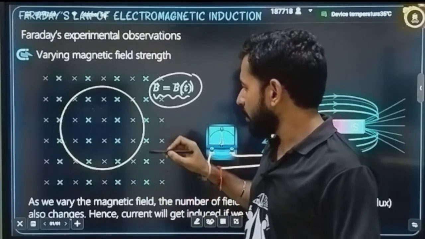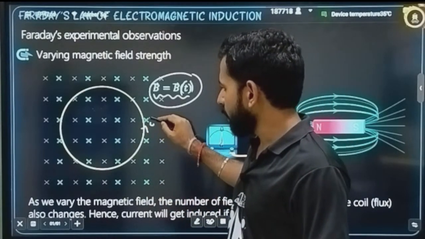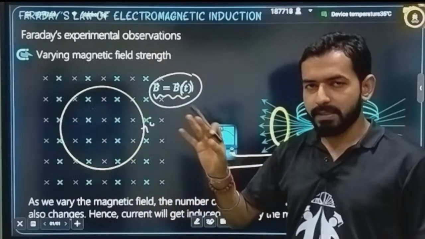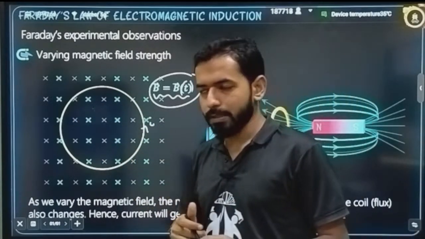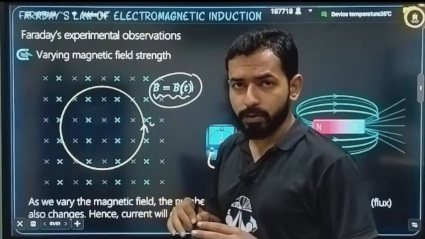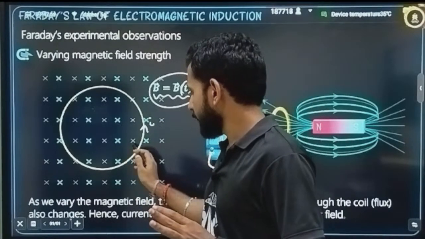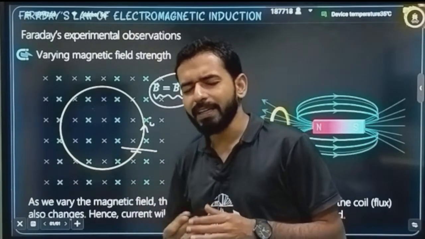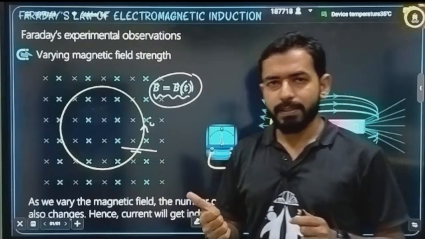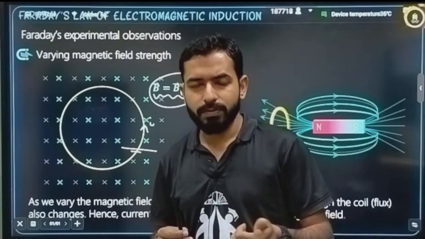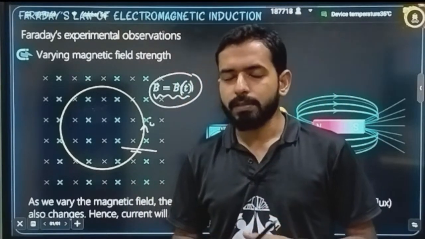And what he observed is that some current got induced in the circuit. Whether it will be in the anti-clockwise or clockwise direction is a separate thing that we are going to understand by Lenz's law in complete depth. But here what I am telling you is that some current got induced, correct? And if there is some current, I can say some EMF is also there, correct?